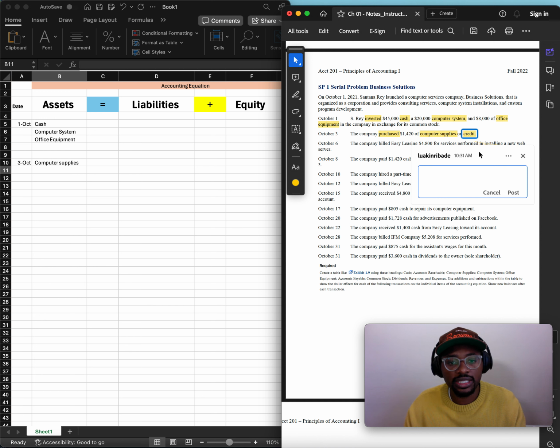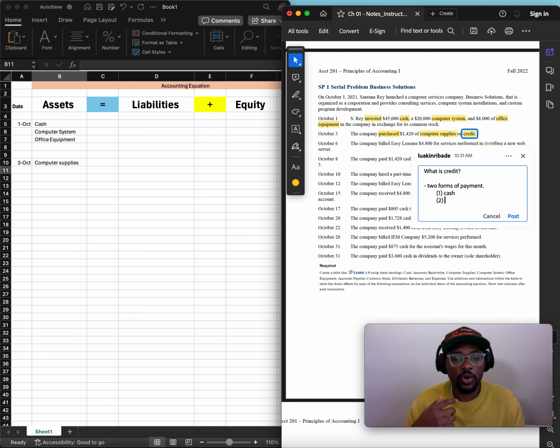Okay, so now check this out. What is credit? You want to write this down. What is credit? Okay, so in accounting, there are two forms of payment. So whenever you're paying for something, there are two forms. Form number one is going to be with cash. So you can pay something with cash. So this computer equipment that we just gained, I can pay for it with cash or I can pay with credit.